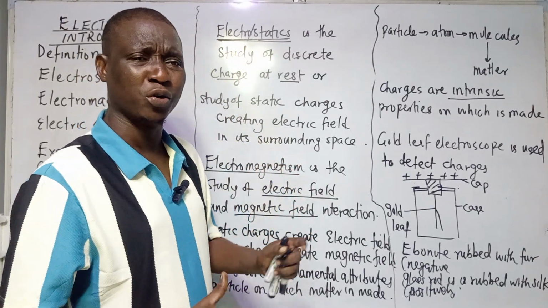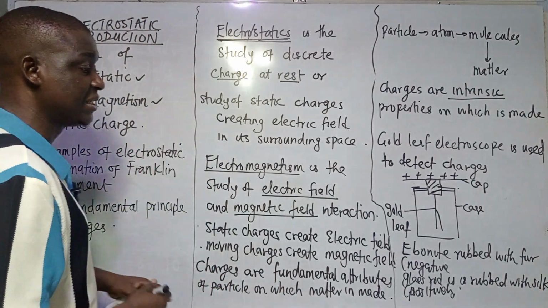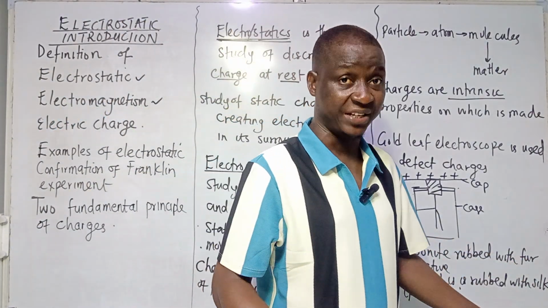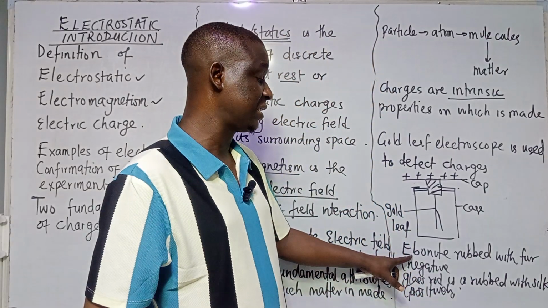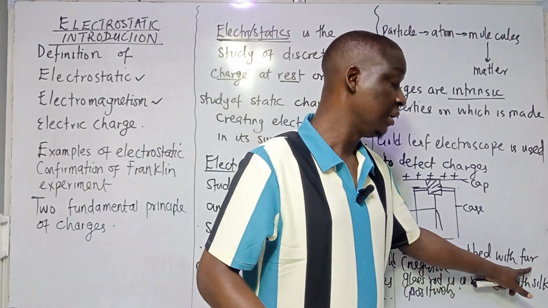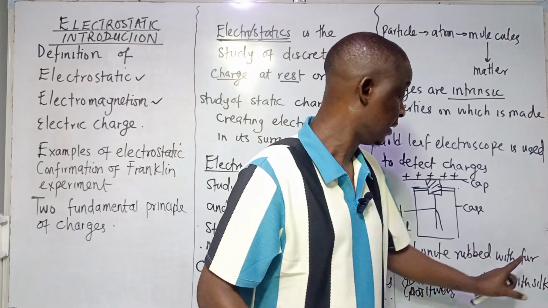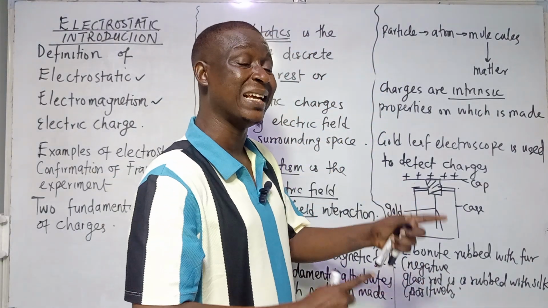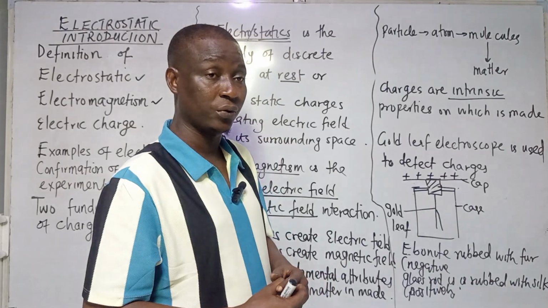Now, another thing you must understand, please take note of this: the net charge of ebonite rubbed with fur will be zero. Because for this ebonite to possess negative charge, the fur will have possessed positive. Don't forget that for this ebonite to possess negative charge, it means that there is a transfer of electrons.